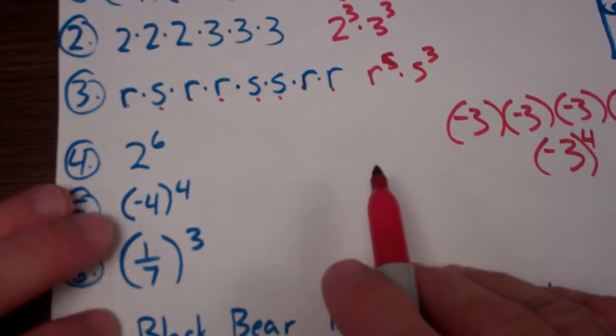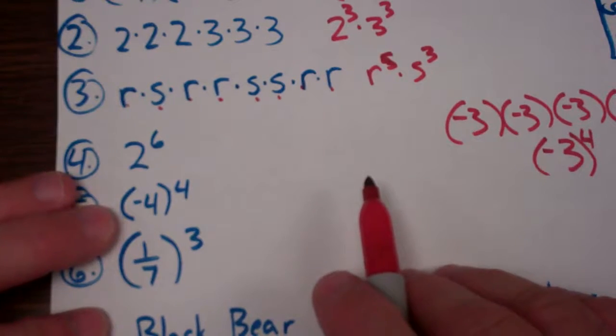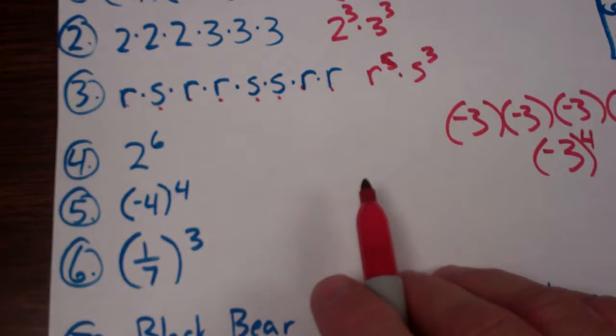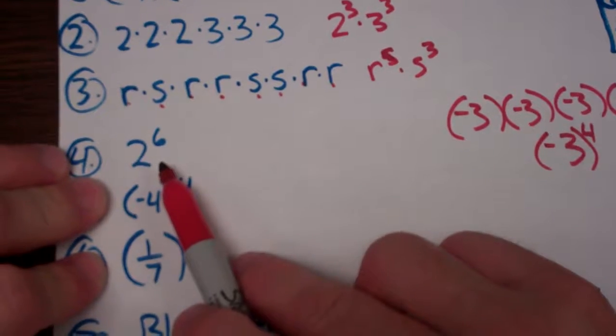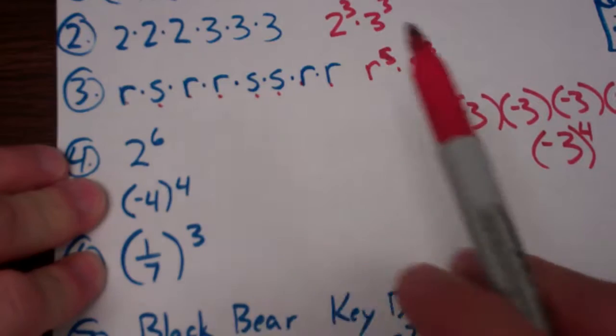All right, so number 4, 2 to the 6th power. Now they actually want us to evaluate. Evaluate means give me the value of, or find the actual answer. It's the one time you're going to see it, so I'm going to show it on my fingers because I want you to see this as well.